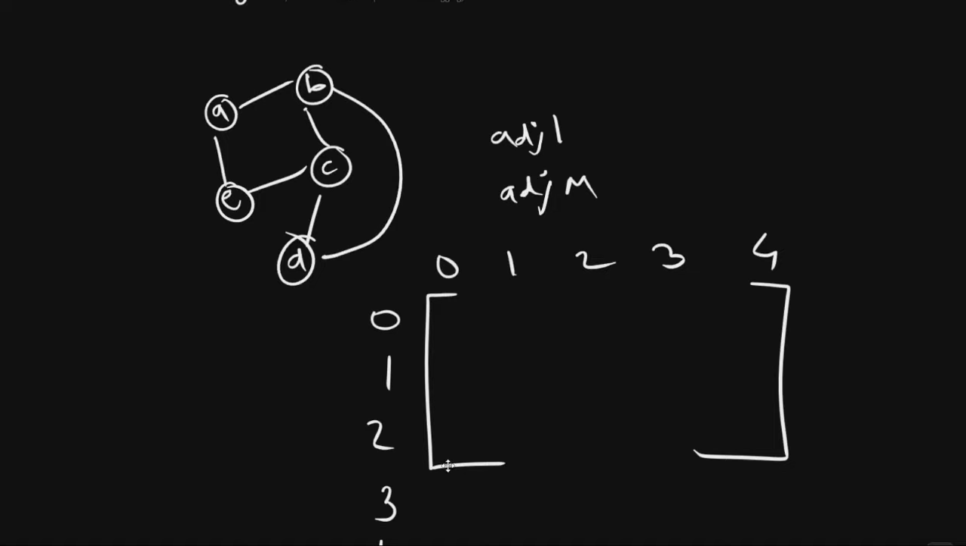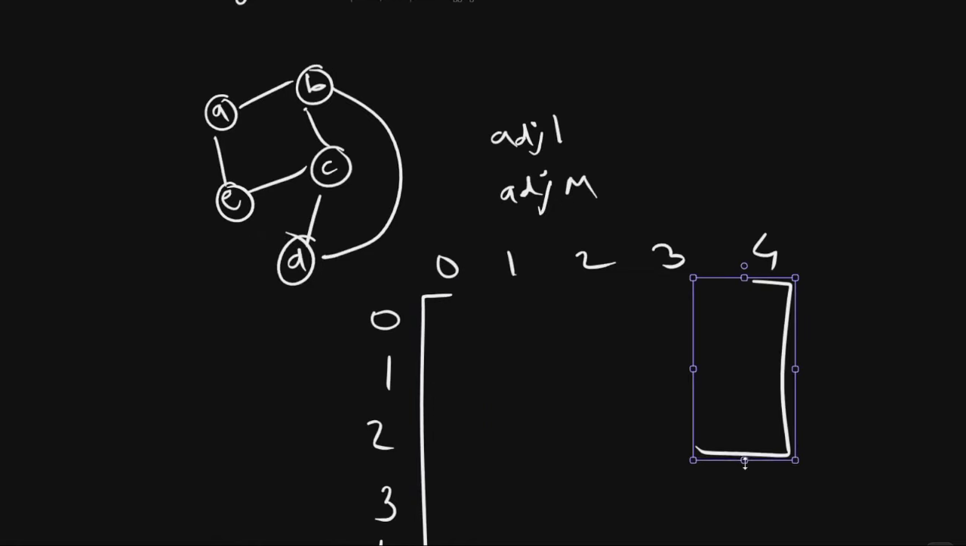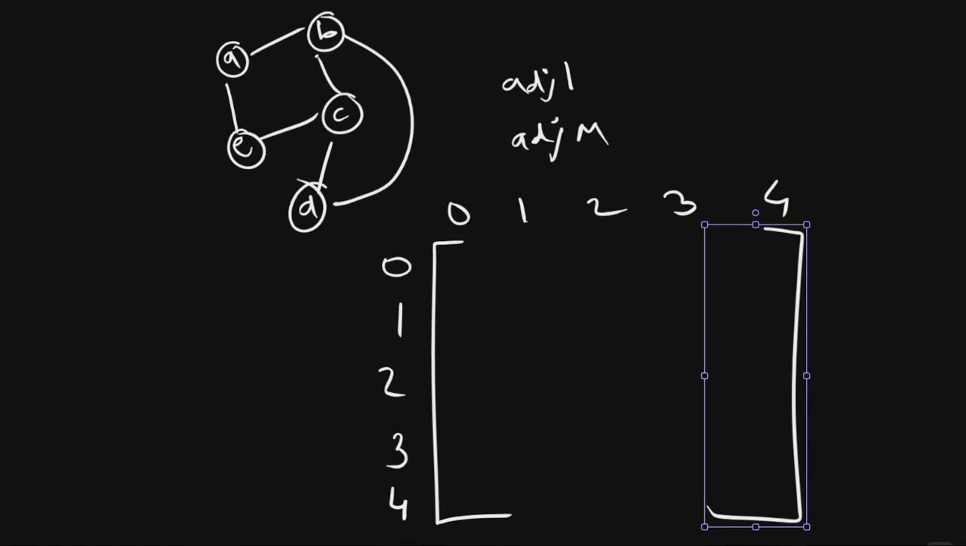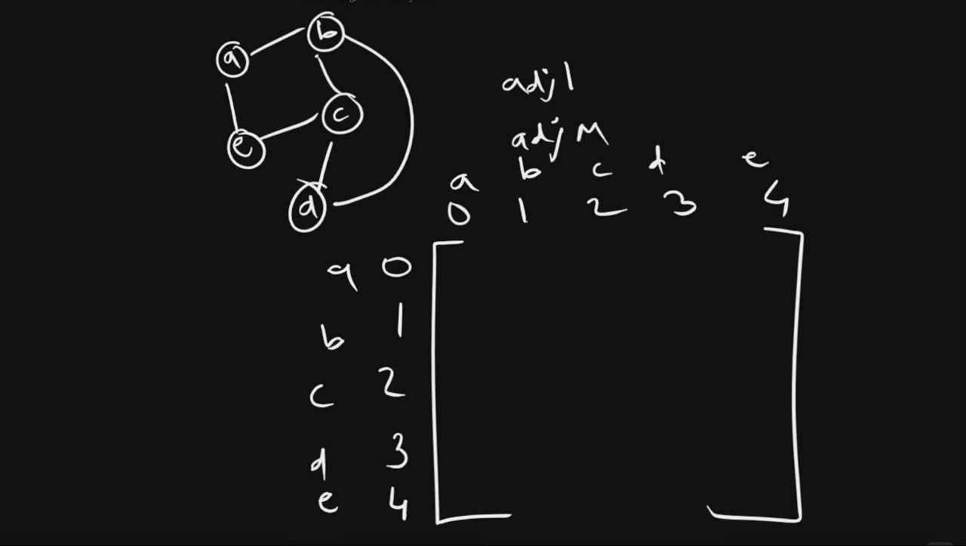Let me scale it a bit. Hope this is visible. And yeah, let's just start. So here, instead of 1, 2, 3, 4, we have to use A, B, C, D, E, because the nodes have the names A, B, C, D, and E.